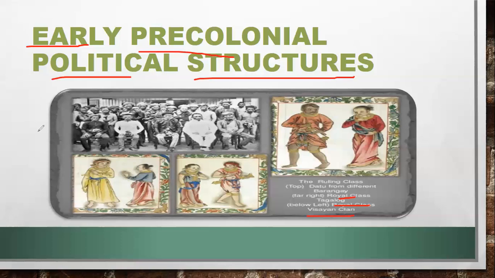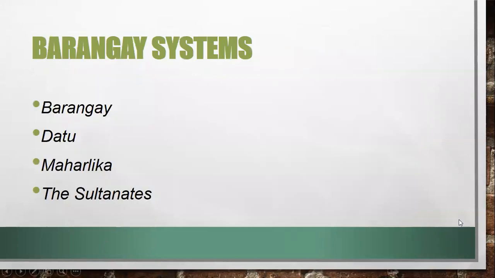Now, let's go to the next one. Let's go to the barangay system. In the barangay system, there is a dato, there is a maharlika, and there is a sultanate. Let's try to know more about them.